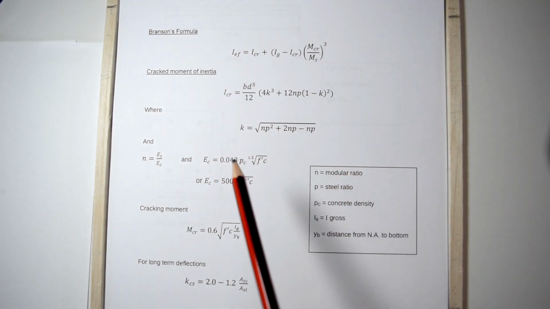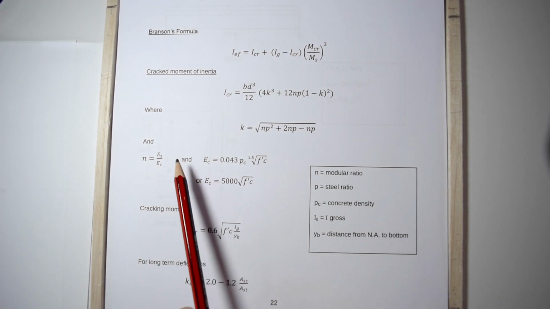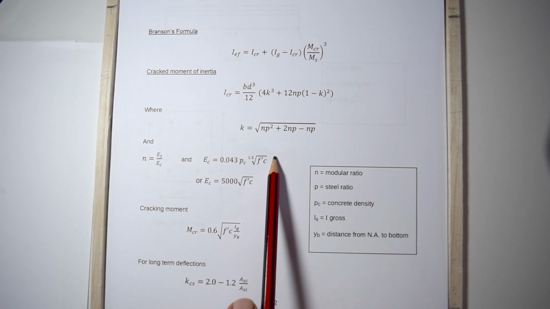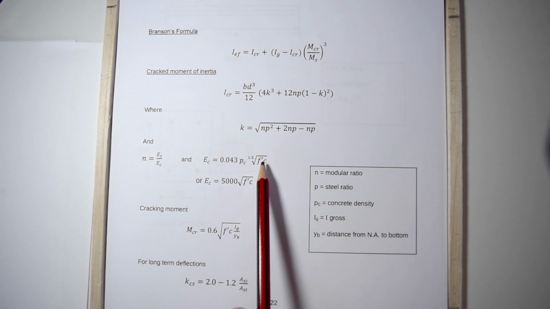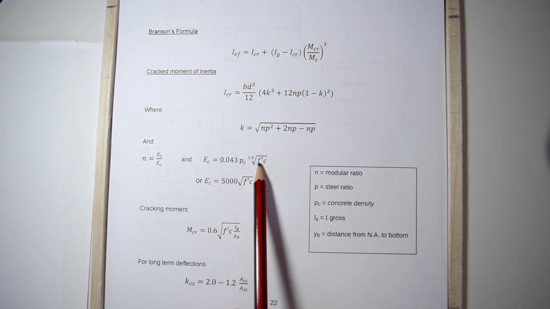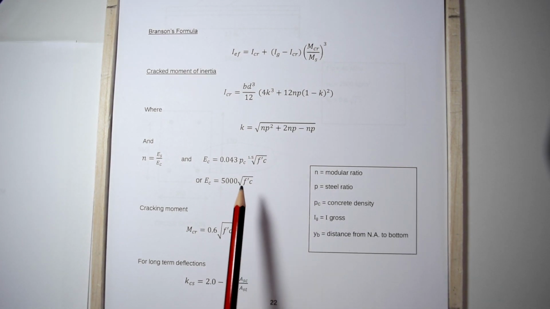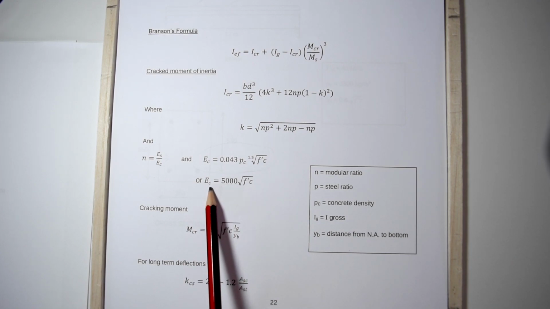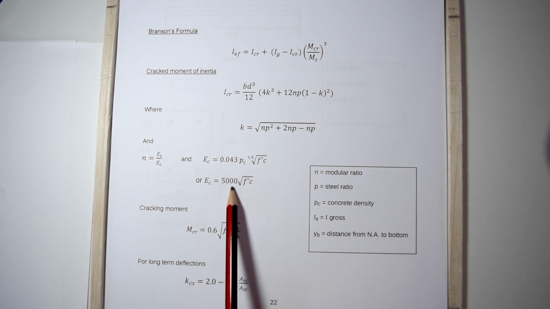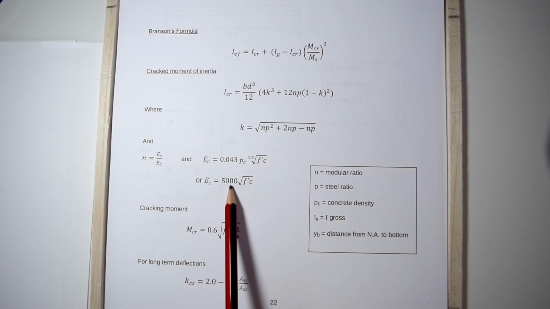And n, as I was just saying, is the modulus of elasticity for the steel divided by the modulus of elasticity for the concrete. And if you do that absolutely correctly, you end up using this formula: 0.043 times rho to the 1.5 multiplied by the root of the concrete strength. But what I'd strongly suggest is you take this shortcut, which varies slightly, gives you the elastic modulus for the concrete, merely 5,000 times the root of the concrete cylinder strength. That's the one I would use.